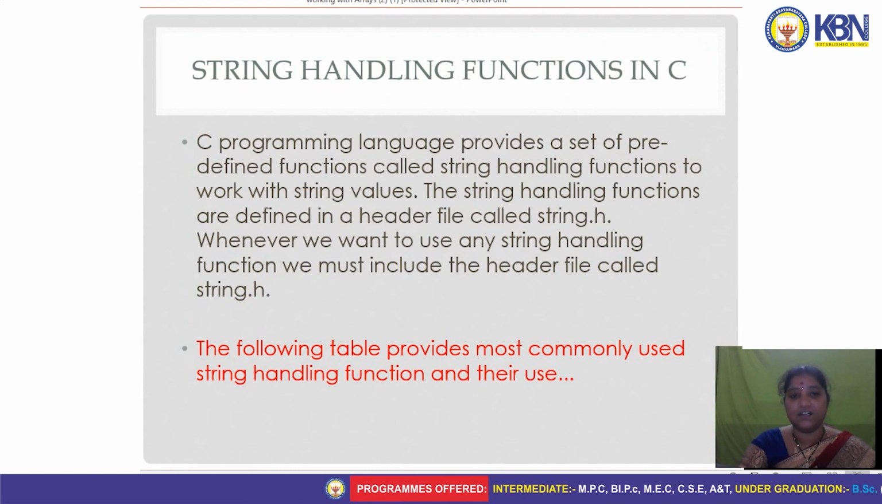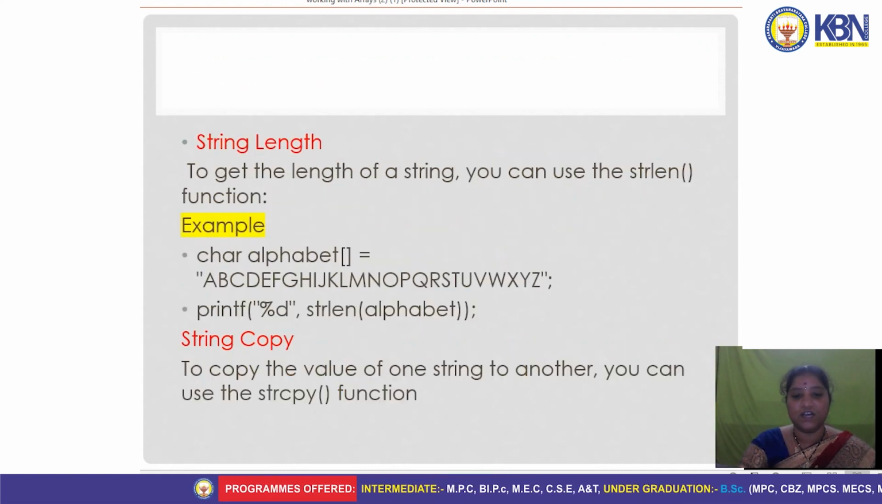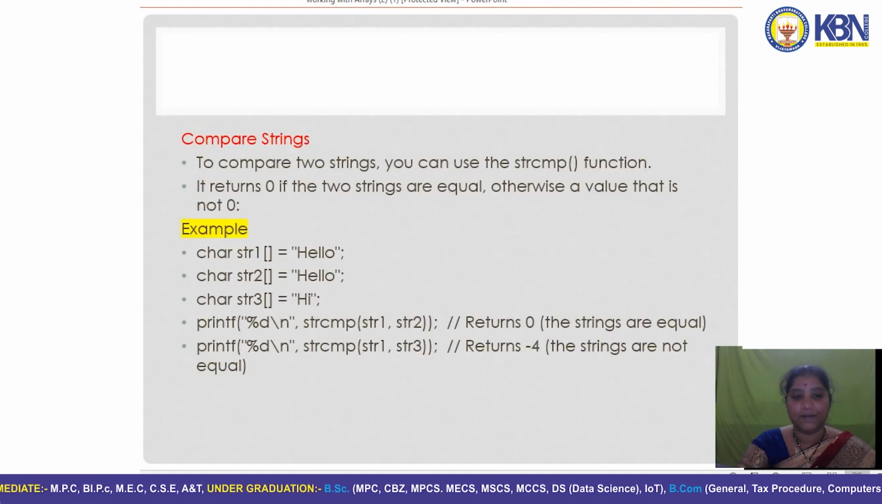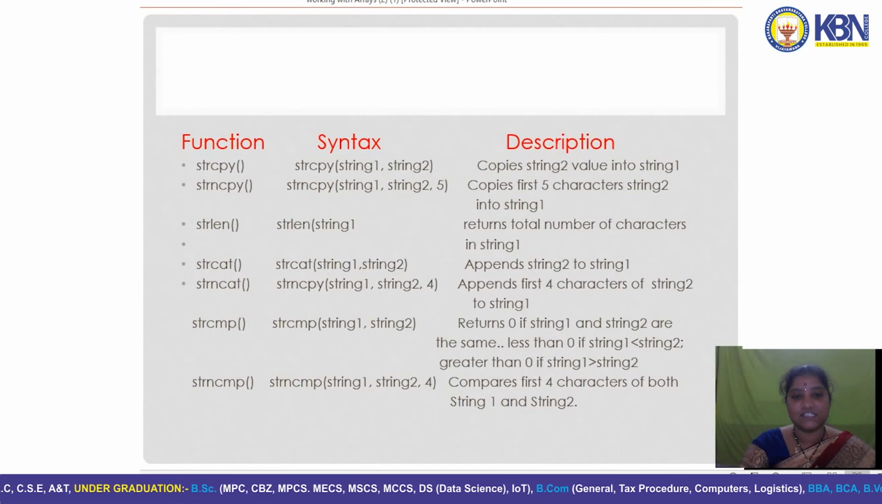And now, what are the string handling functions in C? They are string length, string copy, string concatenation, and string compare, with the function syntax and description. So what is string copy? String copy copies the string 2 value into string 1. And what is string length? It returns the total number of characters in string 1. And what is concatenation? It appends string 2 to string 1. And what is string compare? It compares string 2 to string 1 and returns 0.